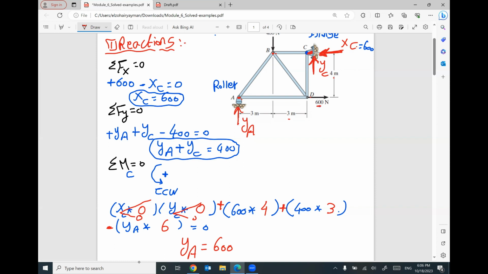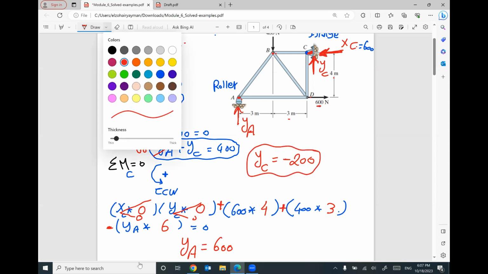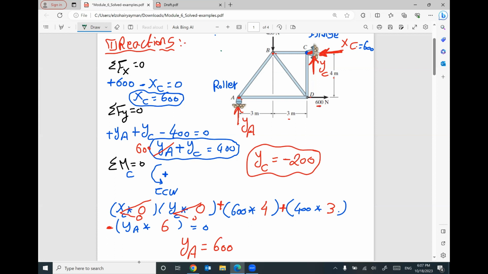If you go back here and put YA equals 600, based on this equation, YC will be negative 200. It's very important. Be careful, be careful, be careful. Because reaction YA equals positive 600, this one is 600 in the same direction. YC equals negative 200. This direction is wrong. This reaction should be coming down. So the correct direction should be down. This is the correct one. How much? 200.